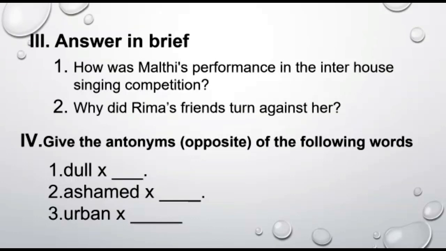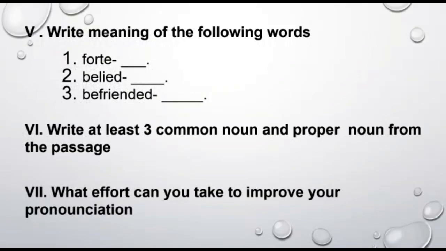Question number 4. Give the opposites of the following words. Dull means who is dull? So what is the opposite of it? Urban, ashamed. Continuing our evaluation part. 5th, write the meaning of the following words. 1st, subdued. 2nd, belied. 3rd, befriended.